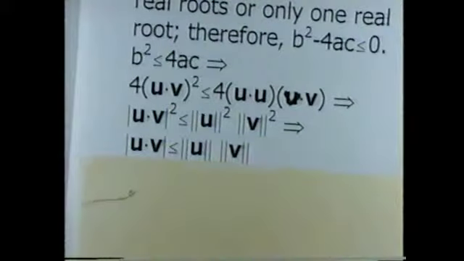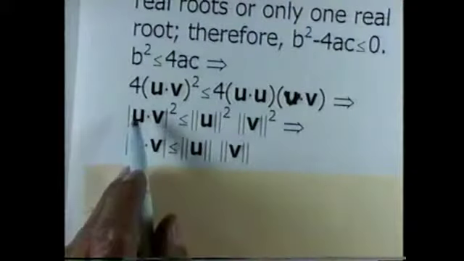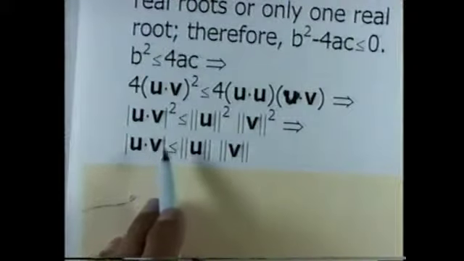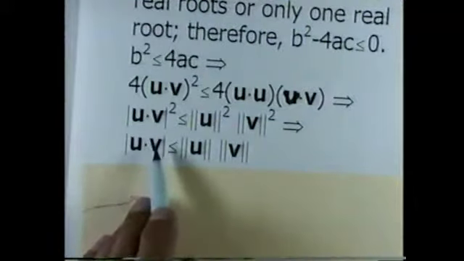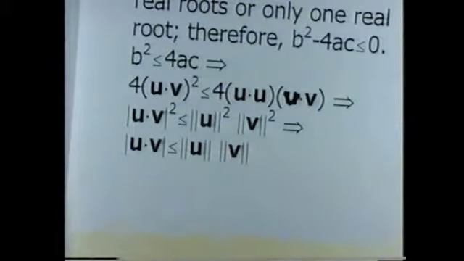Okay, now just take the square root of both sides, which I can do because everything would be positive, and I get u dot v is less than or equal to the absolute value of u dot v, which is less than or equal to the magnitude of u times the magnitude of v, which is what we were trying to prove.